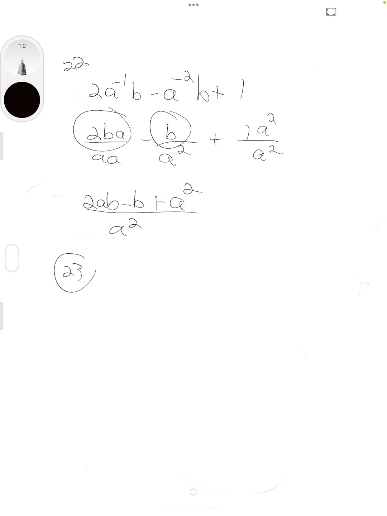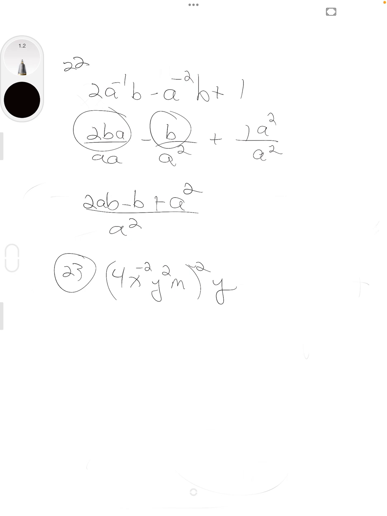23, simplify 4x to the negative 2, y squared, m to the negative 2 y. Okay, so I'm going to keep it all on one line to start with. In this case, it doesn't ask you to make negative or positive exponents, so I'm just going to deal with that.